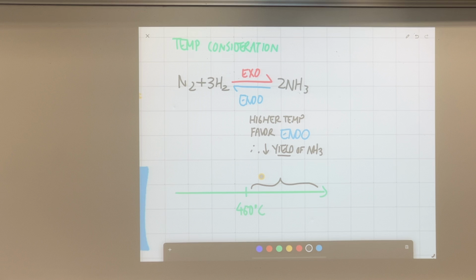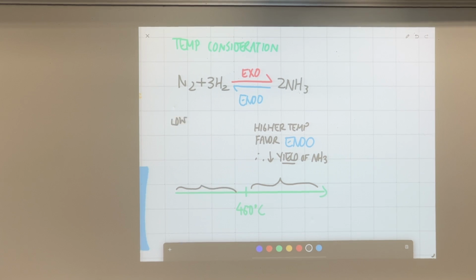But why can't we use an even lower temperature than 450? Well, that's because we have another concern. Lower temperature should favor the exothermic reaction, so you can write that down. And therefore, it should increase the yield of ammonia. But why don't we use 0 degrees Celsius then? Or to make it worse, why don't we use a negative temperature instead? The reaction will be very slow. Yes, very slow. So we are concerned about not just the yield, but also the rate.